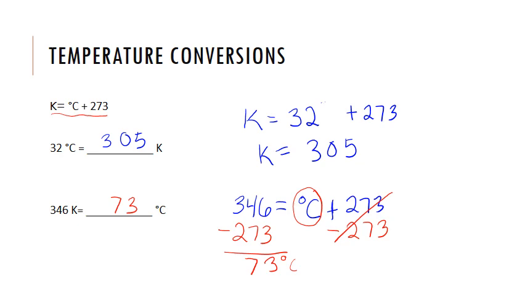So we can go either direction on our temperature scales. You can have negative numbers in Celsius, but you cannot have negative Kelvin. So that might be something you want to make a note of on your paper.